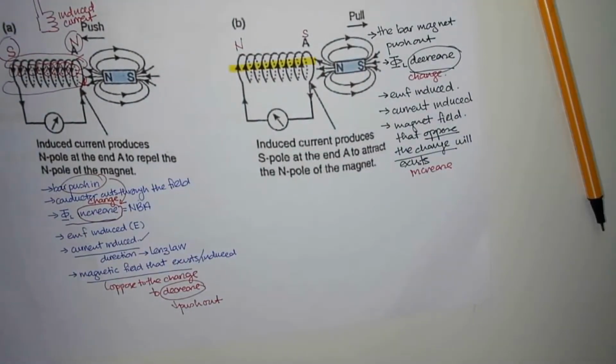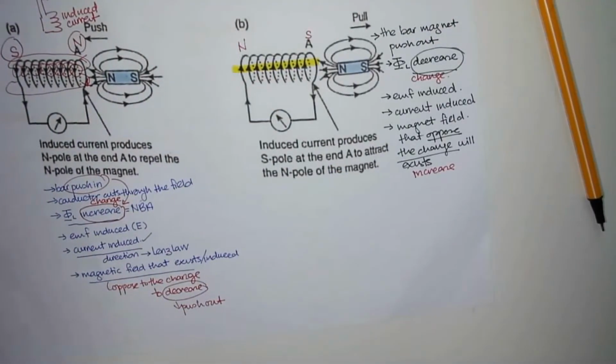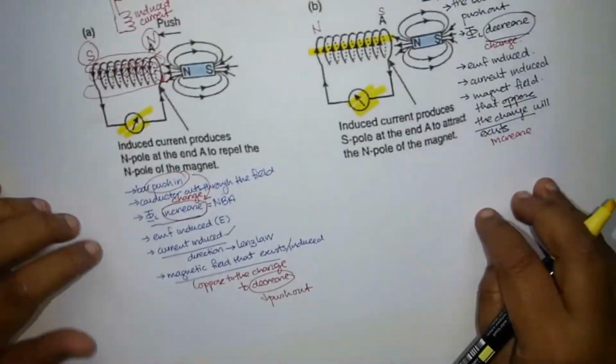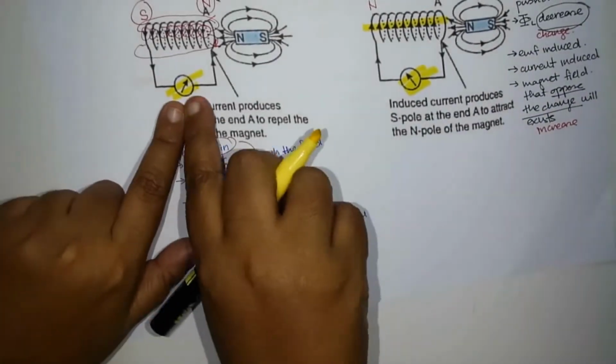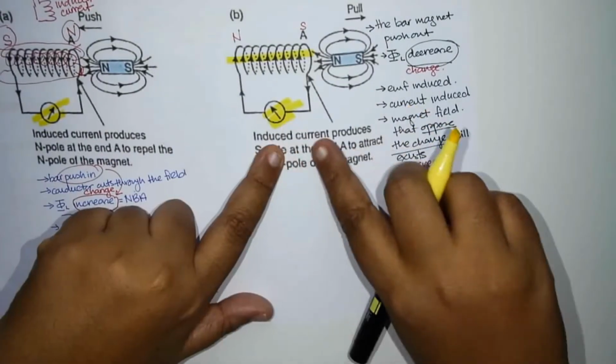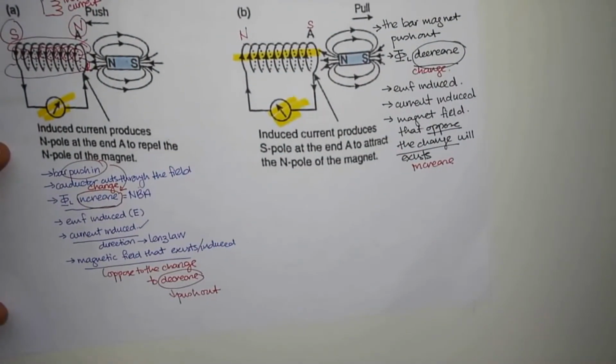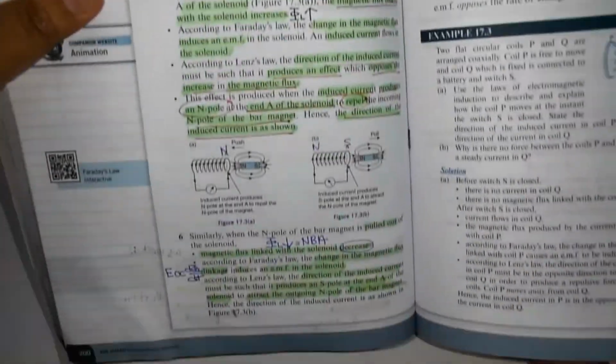Okay, so when the induced current is formed inside the solenoid, you can see that the galvanometer is actually deflecting. If it is pushed in, the galvanometer deflects this side. If it is pushed out, the galvanometer deflects the other side. Okay, so that is what Lenz's law is about.